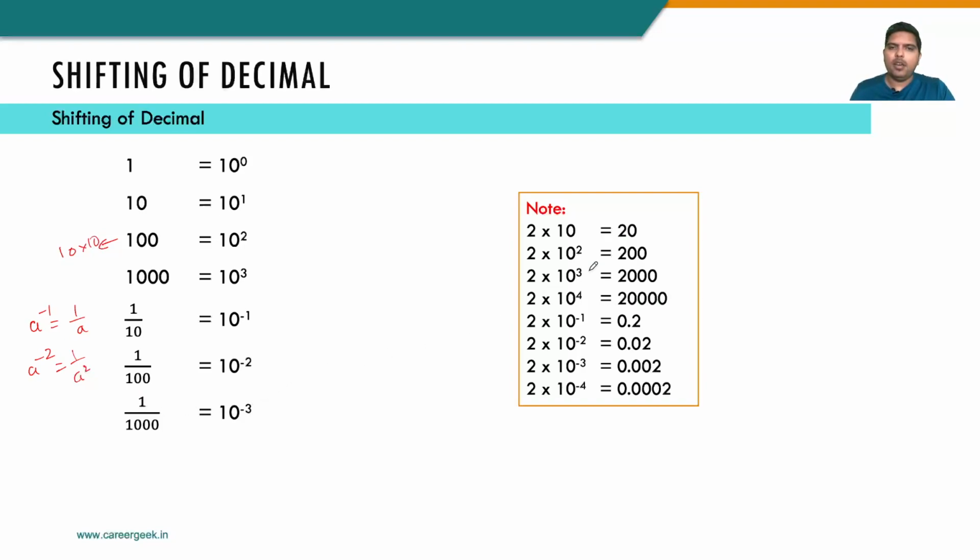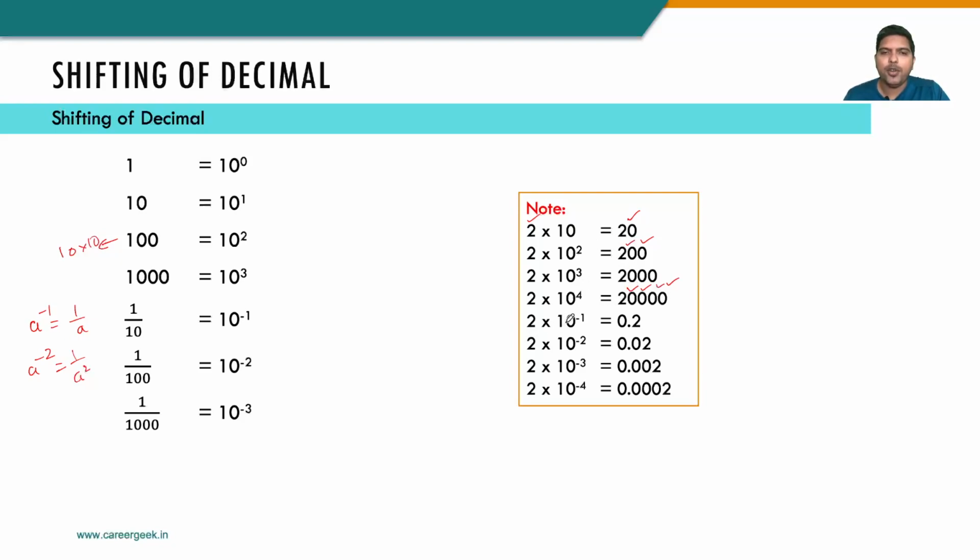Now, how does it affect the numbers or the decimals? Let's say we take 2, and we multiply by 10, we add 1 zero. Now, if you multiply 2 by 10 square, 2 zeros get added, and so on. Let's say you multiply 2 by 10 power 4. How many zeros will you need to add? 4 zeros. This is straightforward.